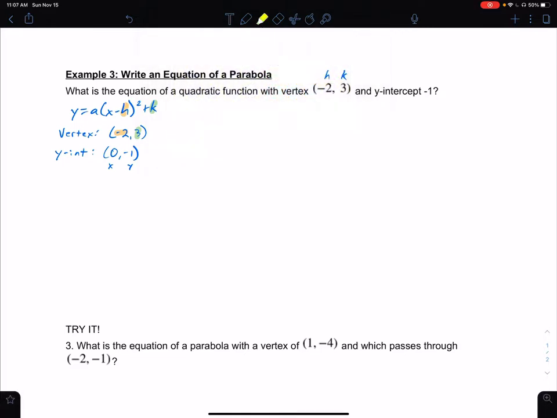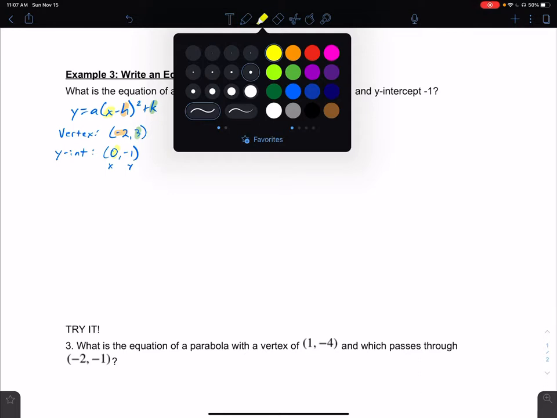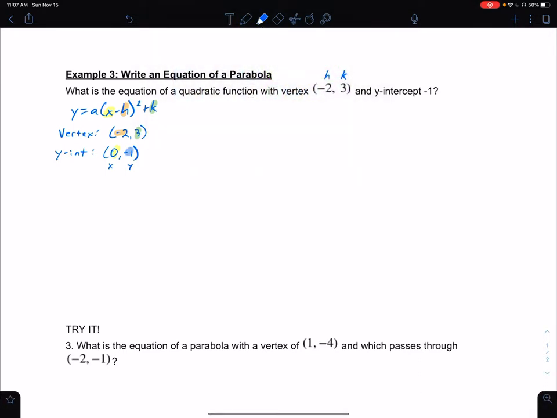I can take those and plug them in as x, and y can be my -1, because we're trying to write the equation in vertex form, y equals a times (x minus h) squared plus k. So we need a, h, and k. Right now we're missing a.